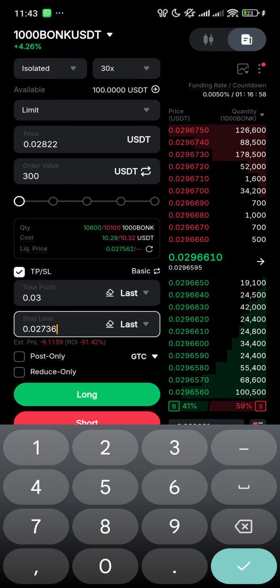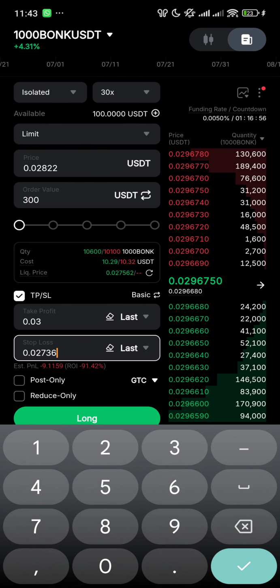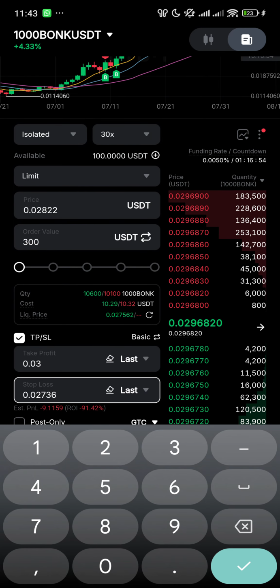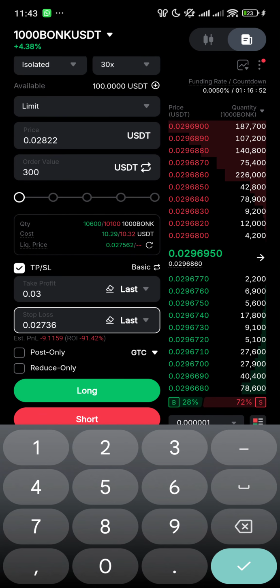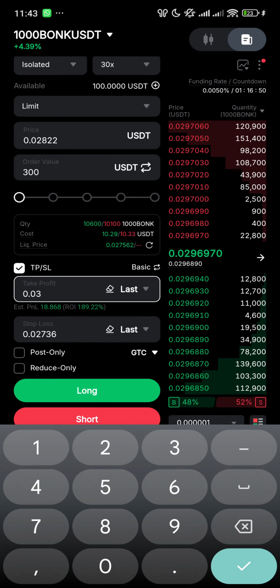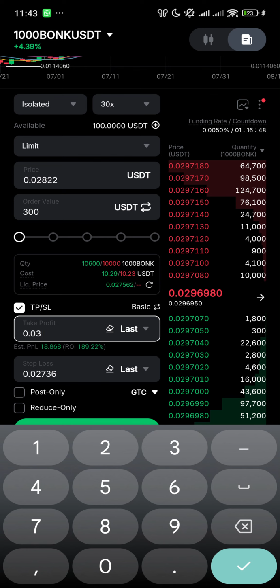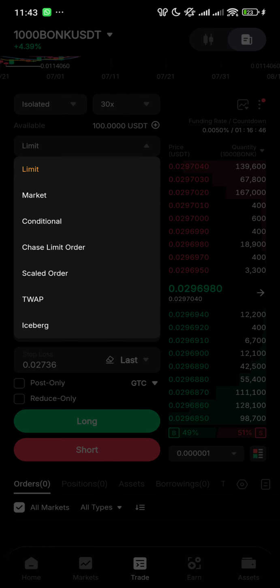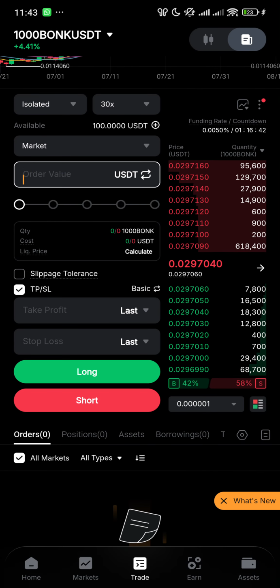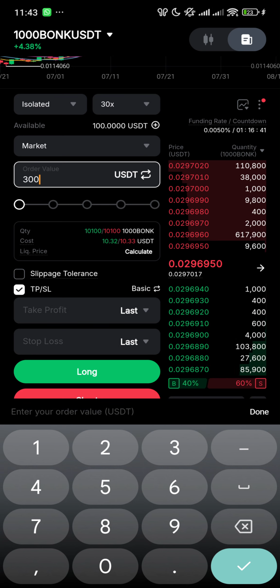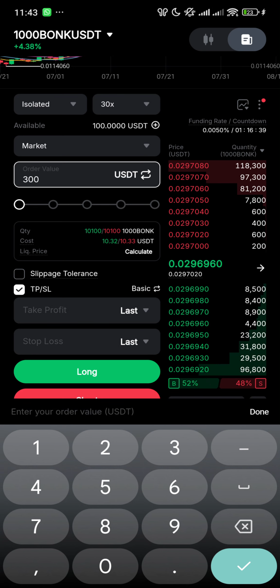Yeah, so it's far from my liquidation price, but the cost I'll be incurring is $9. My take profit will be $18, but now I'm entering at market price, so I'll just come to here and say markets, right? So I'll now put the 300. Now remember, I'm using a 30x leverage on this $10.